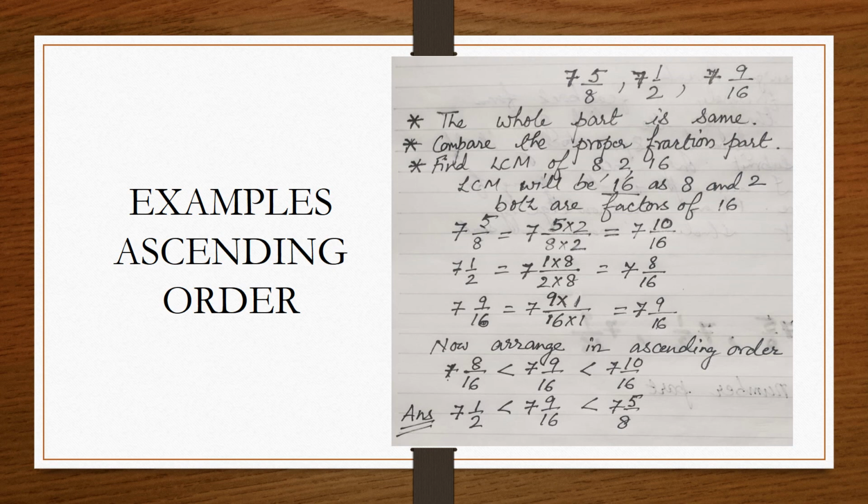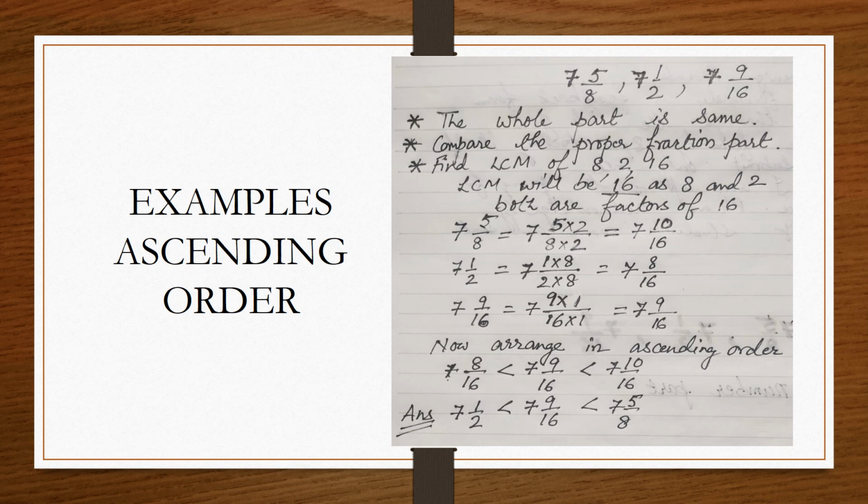One more example of ascending order. Here these fractions, you can see they are mixed fractions, but the whole number part is the same. Now if the whole number part is the same, compare the proper fraction part. Again you have to find the LCM of 8, 2 and 16. You can see 8 and 2 are factors of 16, so the LCM will be the greater number, that is 16 here. So the LCM will be 16.